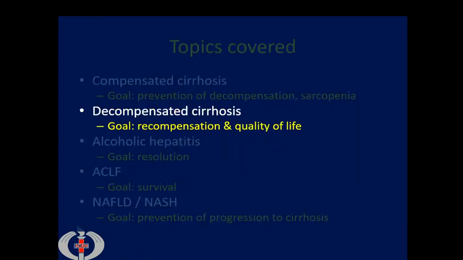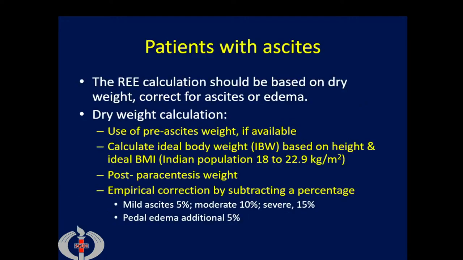Now, recommendations for decompensated cirrhosis. In patients with decompensated cirrhosis, when we are calculating their resting energy or total energy expenditure, we have to do it based on their dry weight, and we have to correct for ascites or edema.